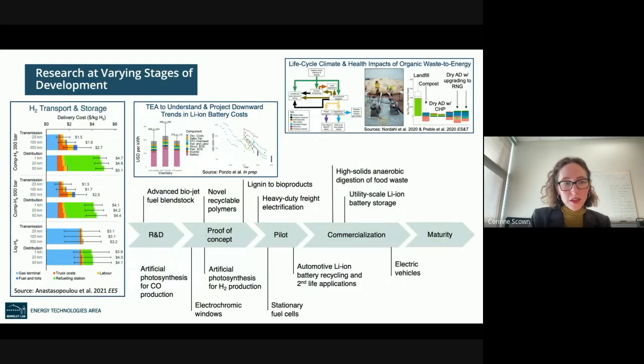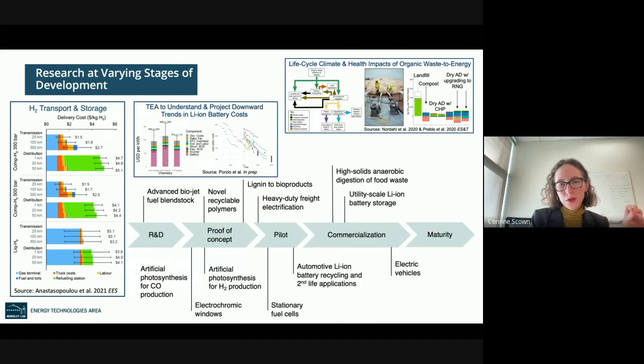We do work at varying stages of development, all the way from very early stage research and development. That could be where you're just starting to get lab data. You model it, and you're like, these costs are crazy. Let's talk about how we might be able to tweak your process. And so you're iterating at the bench scale experiment level, all the way through to proof of concept. Sometimes we're taking data from a pilot scale operation through to commercialization and maturity.